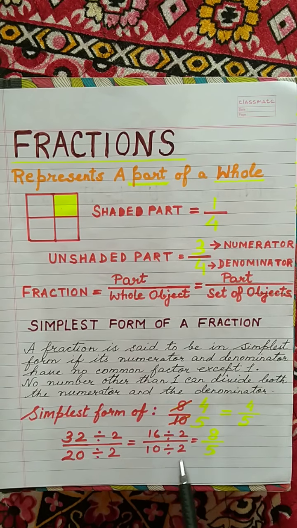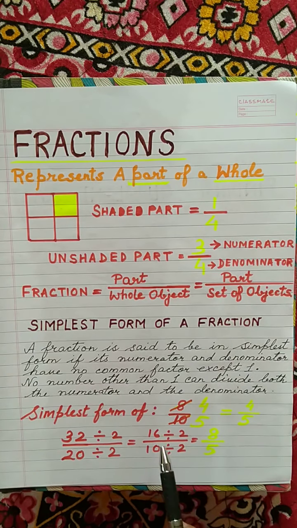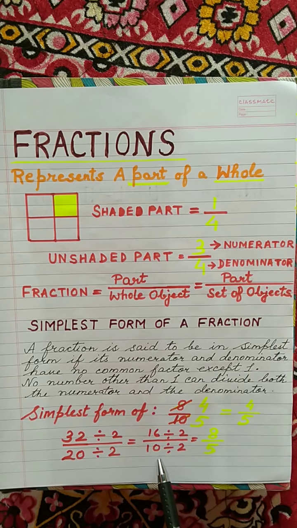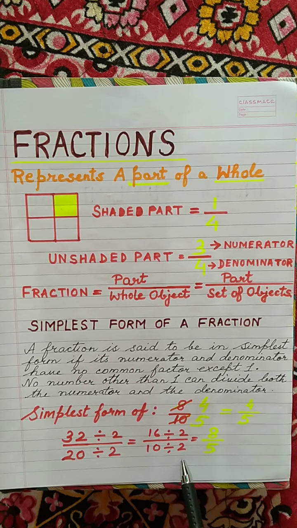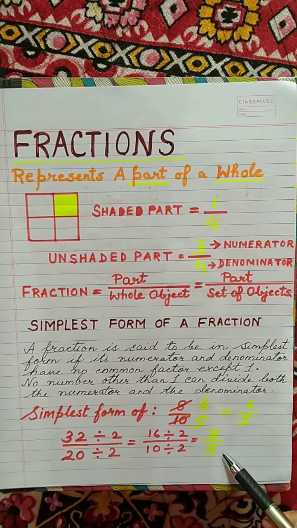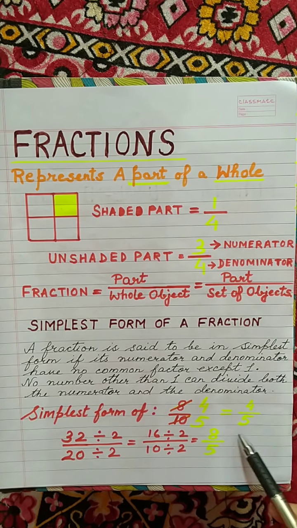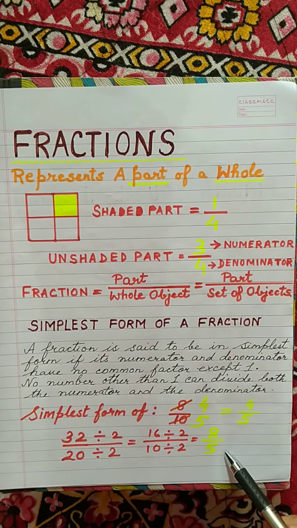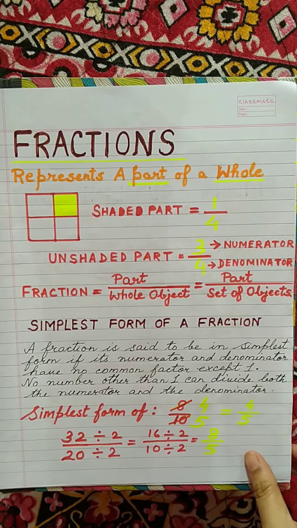We only have to remember that we divide both the numerator and the denominator with the same number. So we got 8 by 5 here, which is in its simplest form as it cannot be divided by any other number other than 1.